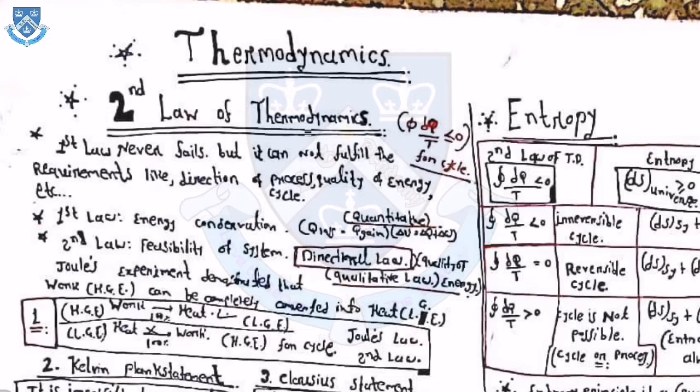Joule's experiment demonstrated that high grade energy, which is work, can be completely converted into low grade energy, which is heat. So work, a high grade energy, is converted 100% into heat, a low grade energy, but the low grade energy of heat cannot be converted 100% into the high grade energy of work. That is Joule's second law.